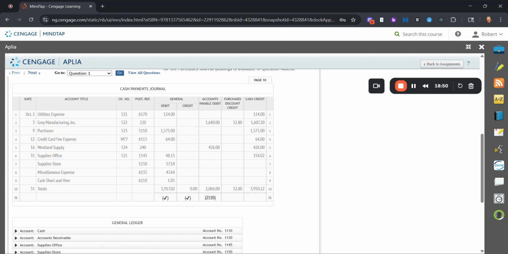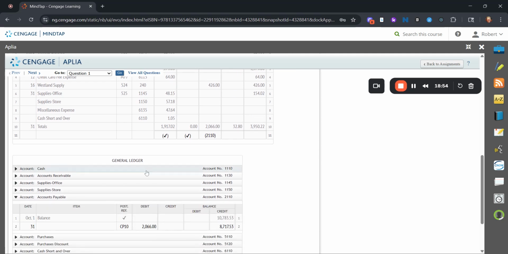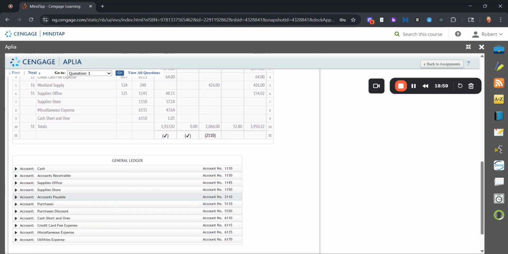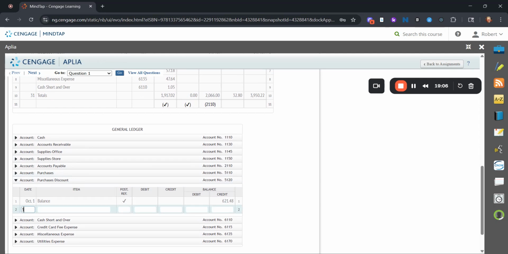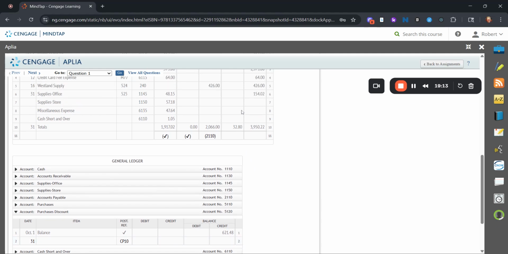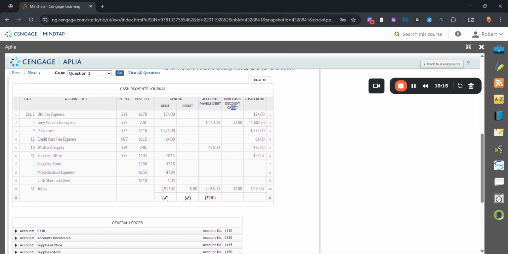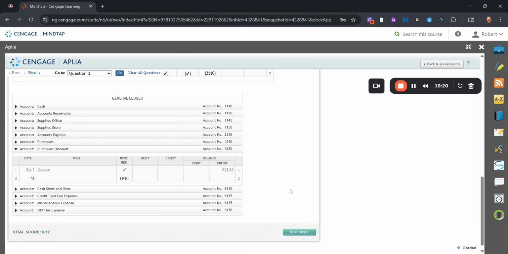Then we have our purchases discount, credit entry of 3280. So let's close this ledger. Click on the right one this time. Here we go, purchases discount. 31, CP10, and this is a credit entry of $32.80.